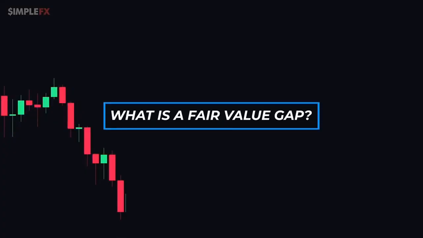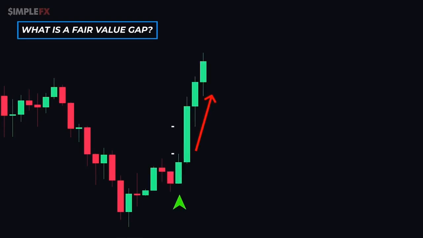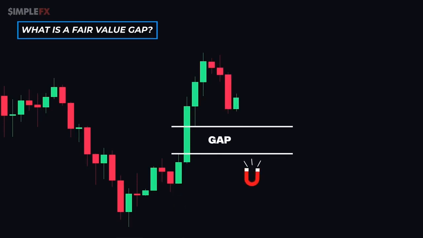First, what is a fair value gap? A fair value gap is a formation on a chart that involves price moving sharply towards one direction, forming a gap on the candlestick. Often the price is then drawn back to the gap like a magnet, as it attempts to retest or fill the gap. Traders can then look to enter a position at the gap, aiming to profit as price tends to bounce off after retesting it.